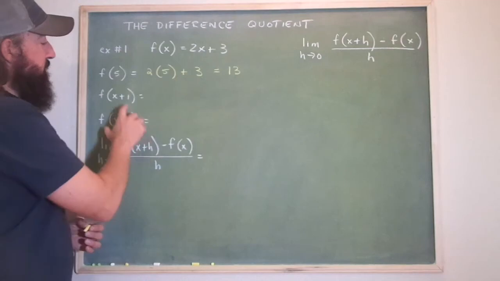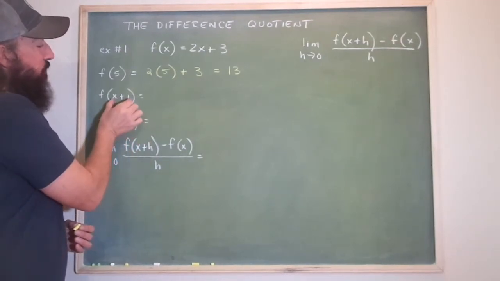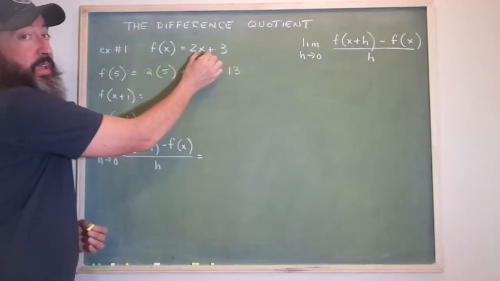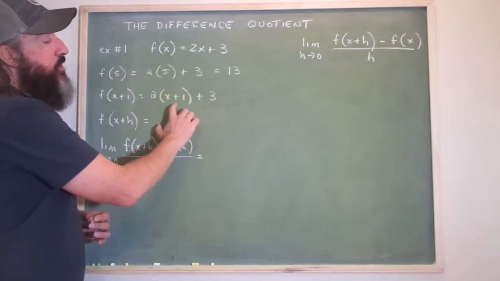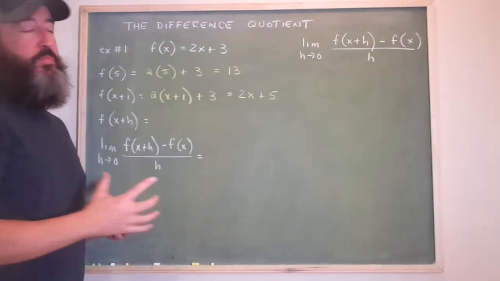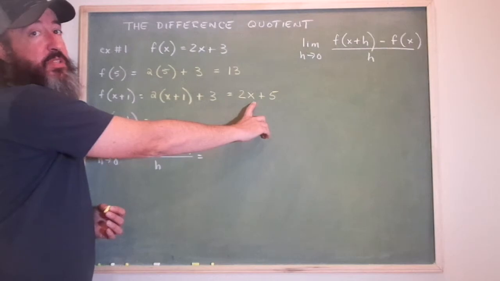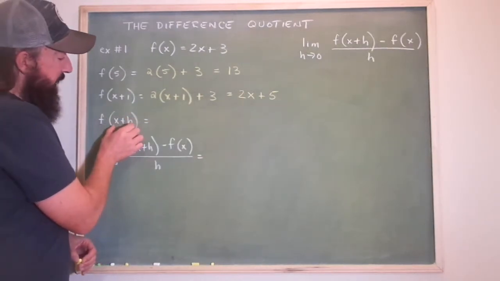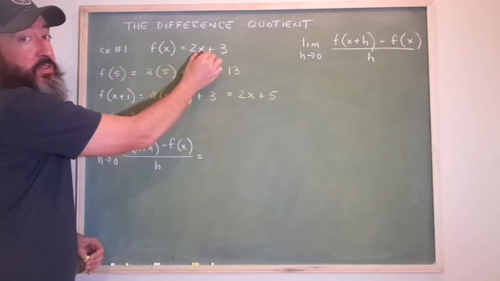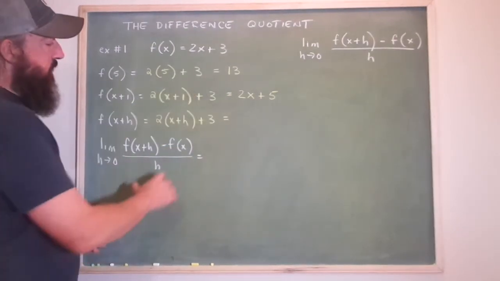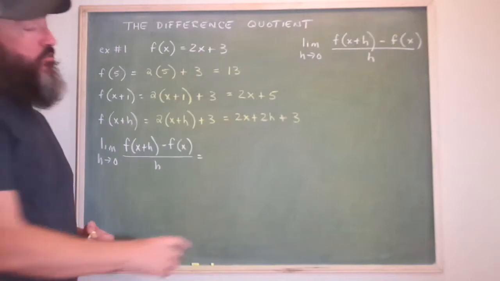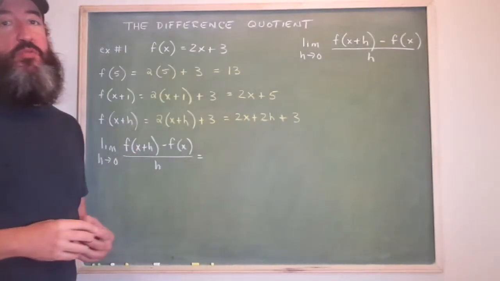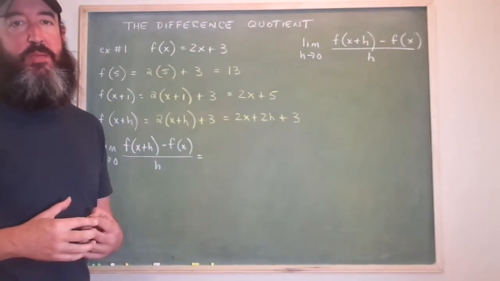If you were asked to evaluate something like f of x plus 1, you're going to plug x plus 1 in for x. F of x plus 1 is 2 times x plus 1 plus 3, which I suppose you could simplify to equal 2x plus 5. So, of course, if we're going to evaluate f of x plus h, we're going to plug x plus h in for x. Now, I don't know how much simplifying I can do here. I can distribute this 2, of course, and that would be equivalent to 2x plus 2h plus 3, but there aren't really any more like terms we can put together.